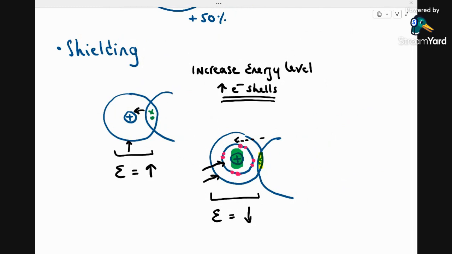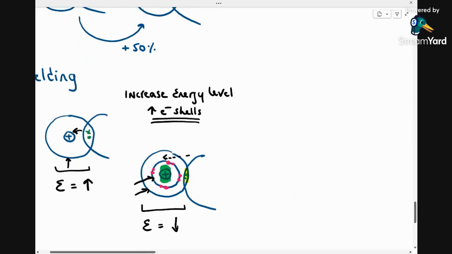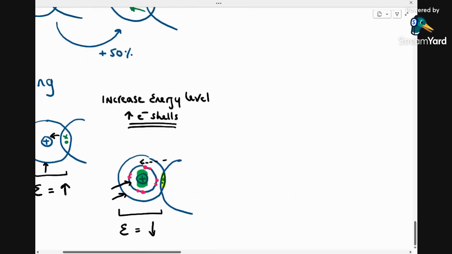There is a third thing that affects this, but I'm not going to worry too much about it for now. Essentially, the atomic radius, which is kind of linked into shielding, but don't worry too much about that. I think I'm going to skip over that.